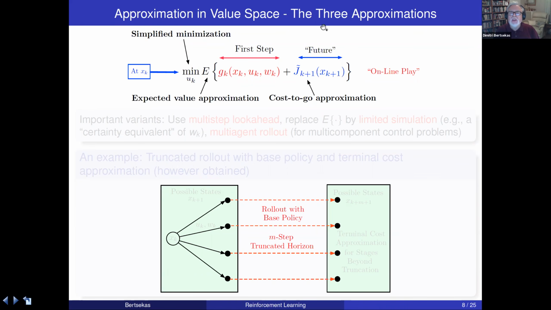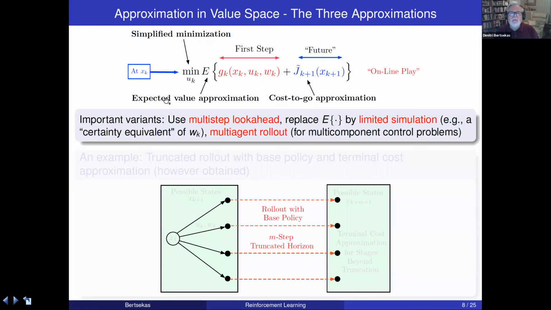And there are three approximations here, which are more or less independent of each other. One approximation is replacing J star by J tilde. So we have to find various ways of calculating J tilde. We're going to go through several of those. A second approximation is in the expected value, which may be very time consuming to do exactly online. And the third approximation is to simplify this minimization so that, again, it can be done online.